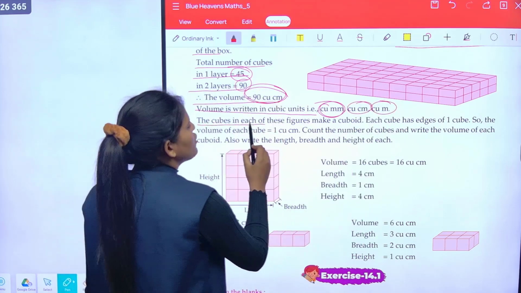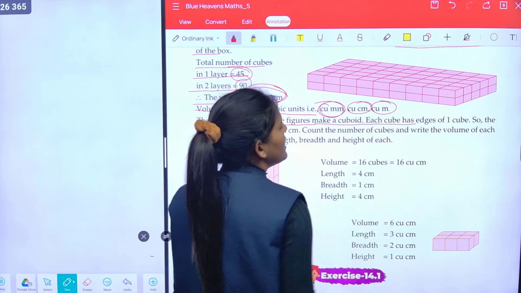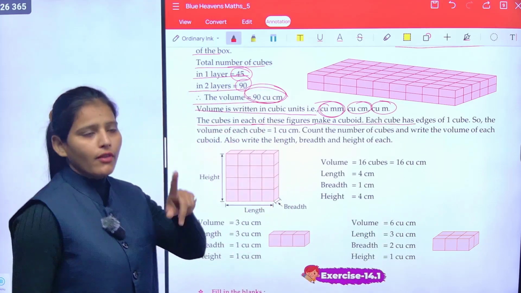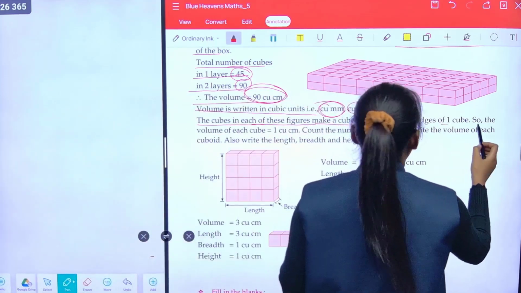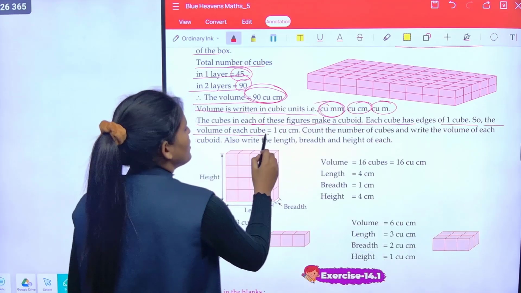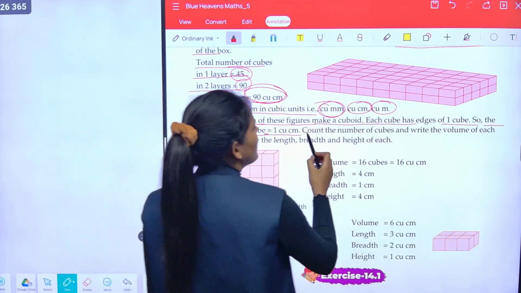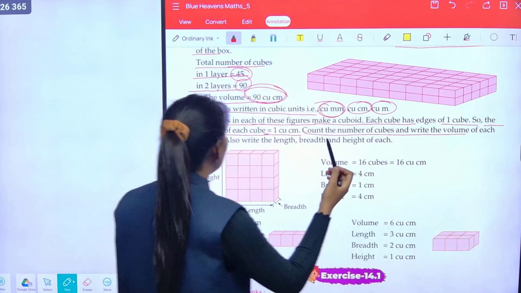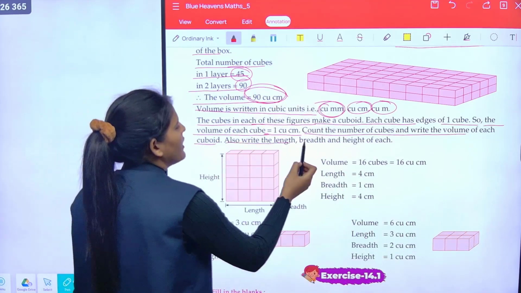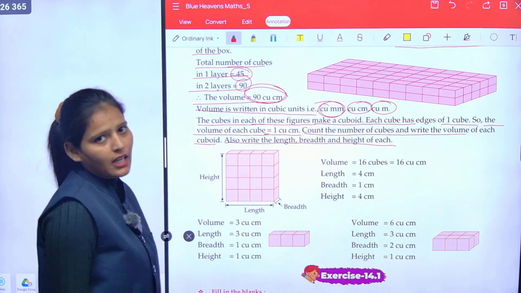The cubes in each of these figures make a cuboid. Each cube has edges of 1 centimeter. So the volume of each cube is equal to 1 cubic centimeter. Count the number of cubes and write the volume of each cuboid. Also write the length, breadth and height of each.